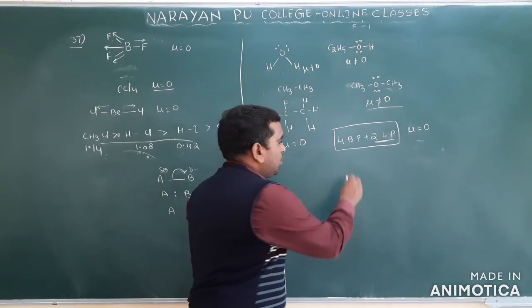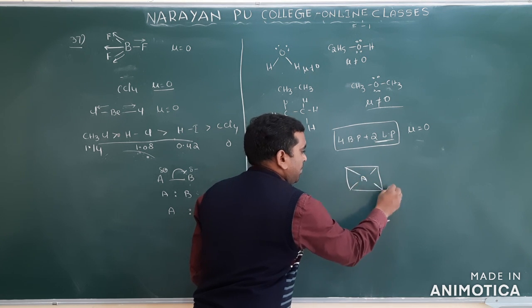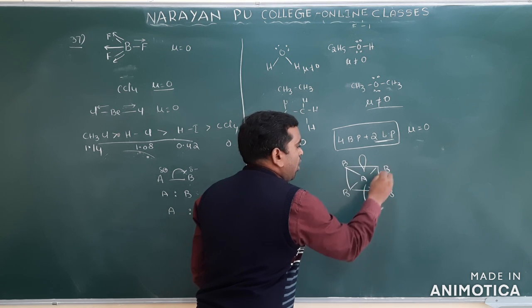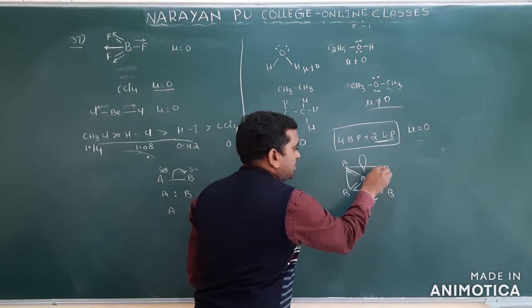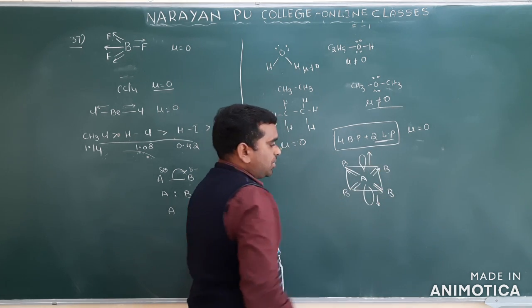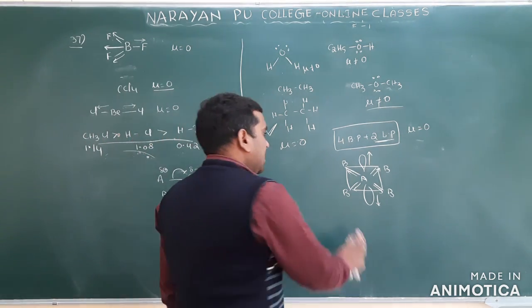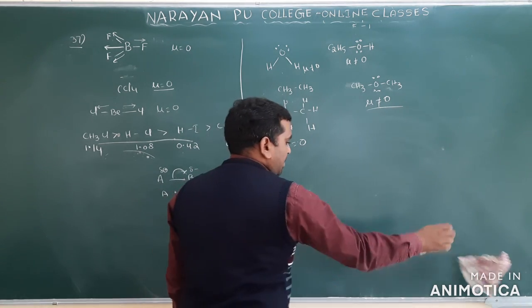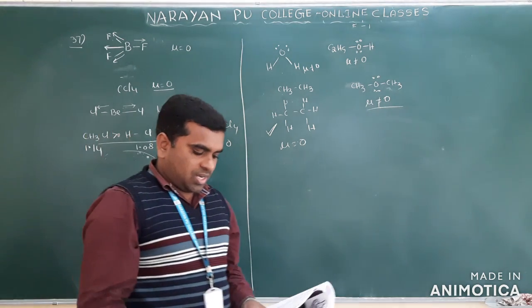Because in square planar, this is A and here B, B, B and B, and lone pair and lone pair, all are in opposite directions. These two are in opposite directions, lone pairs also in opposite directions. Except this case, if lone pairs are there, definitely the molecule doesn't have dipole moment 0. Clear? So that is 41.